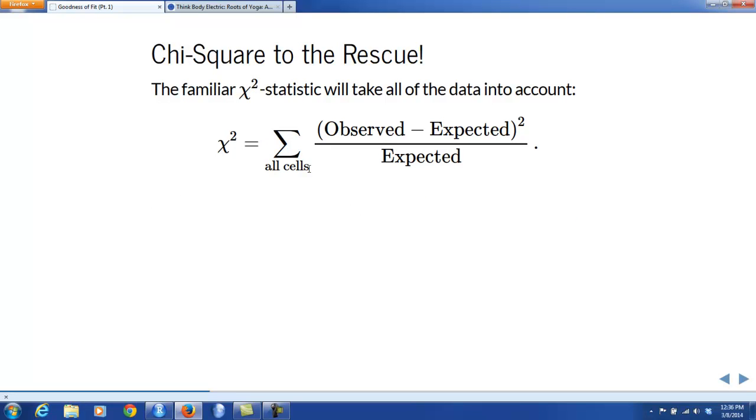The chi-square statistic from earlier chapters comes to our rescue here. It has a built-in way of taking all of the data into account. Remember that for all of the cells in a table of results, it will compute the observed count of the results minus what would be expected if the null were correct, square that result, and divide by the expected count. The fact that it does this for all of the cells before summing up the results shows that it takes all of the data into account in an even-handed way.